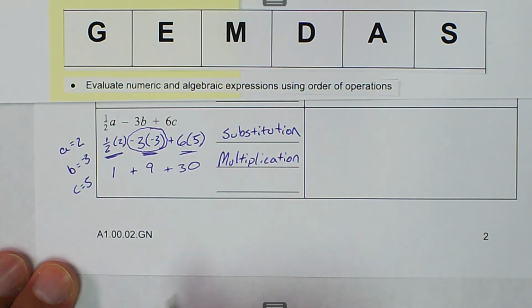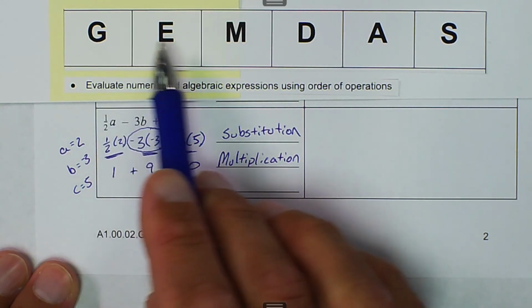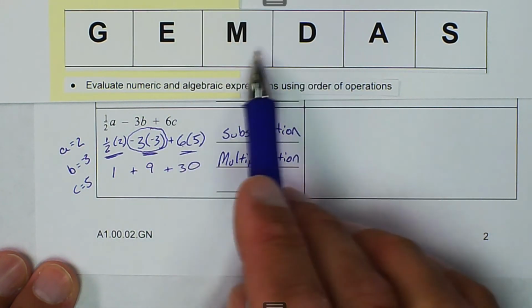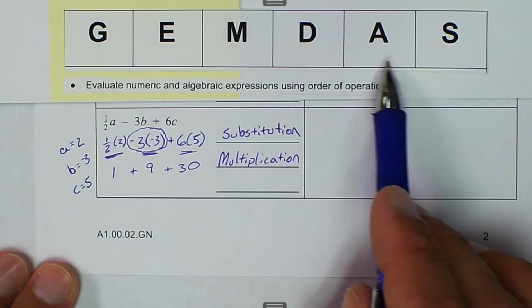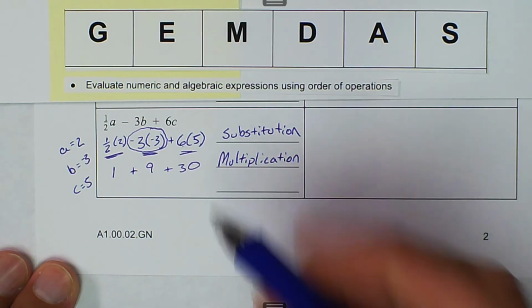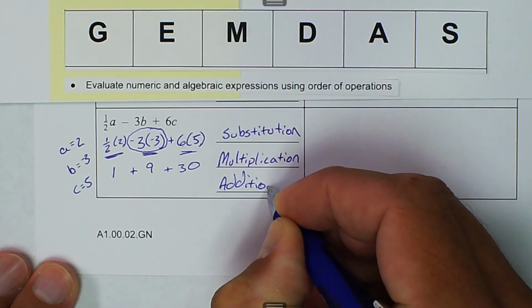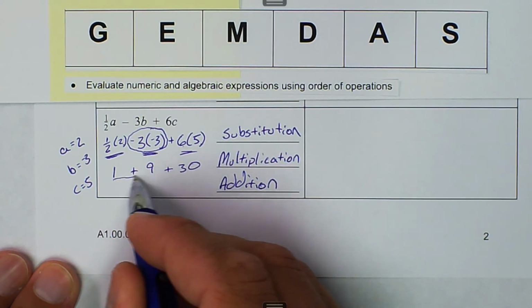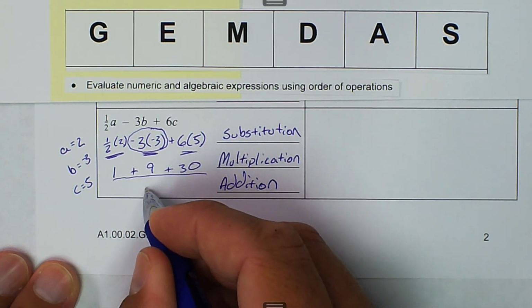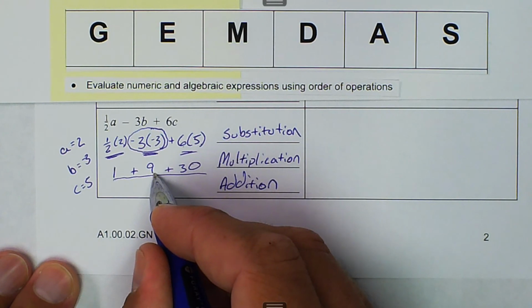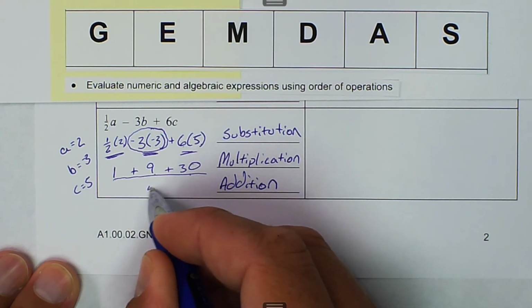And we can go back through. Do we have any groups? No. Exponents? No. Multiplication or division? No. Addition or subtraction? Yes, we have addition. So then we can add these together, and then we get 1 plus 9 is 10, plus 30 is 40.